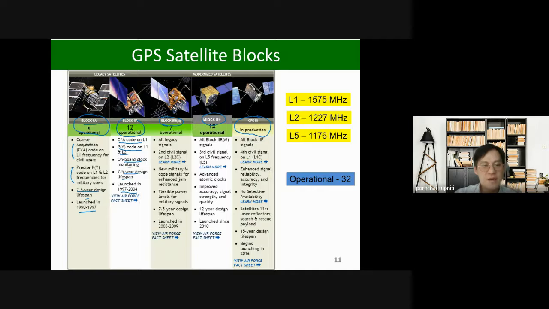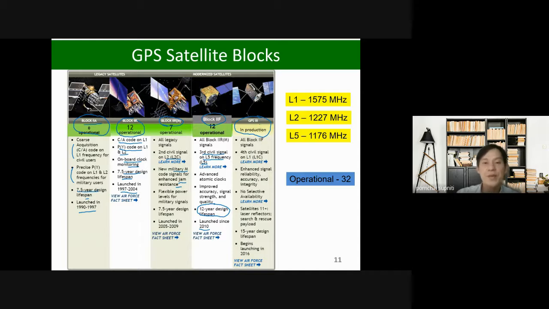If I look at some differences between these satellites, for Block 2R-M, they added the signal called L2C and also included the military M code signals to resist jamming. Note that GPS satellites give service to consumers like us, but also to military as well. For Block 2F, they added the third civil signal, which is L5. The lifetime is designed for 12 years and launched since 2010. So there are now about 12 satellites operational.